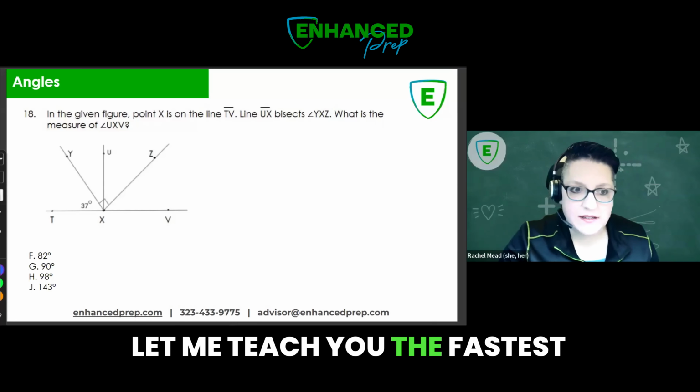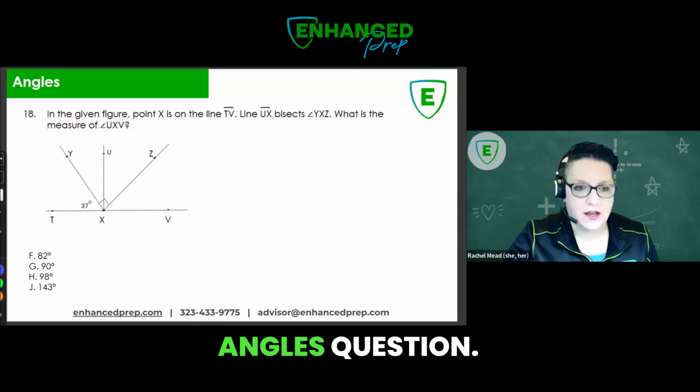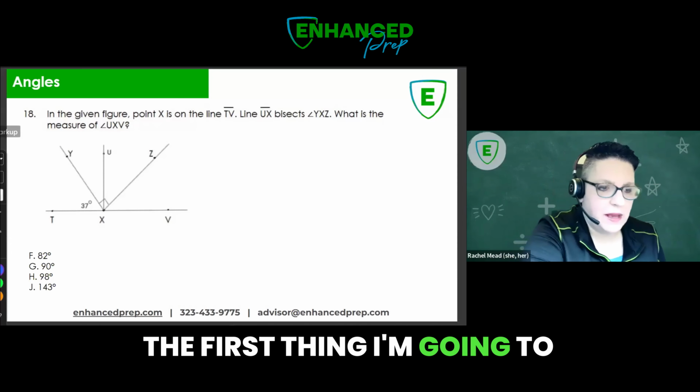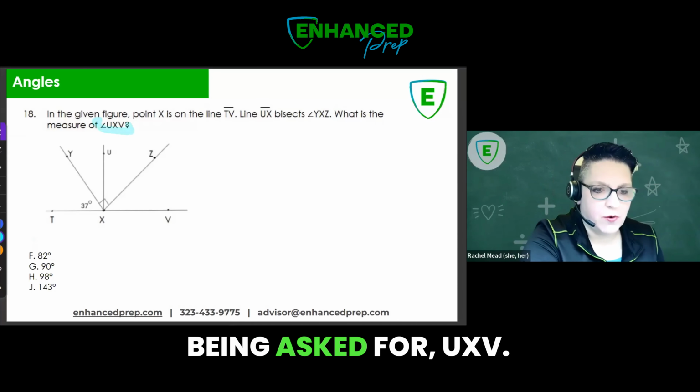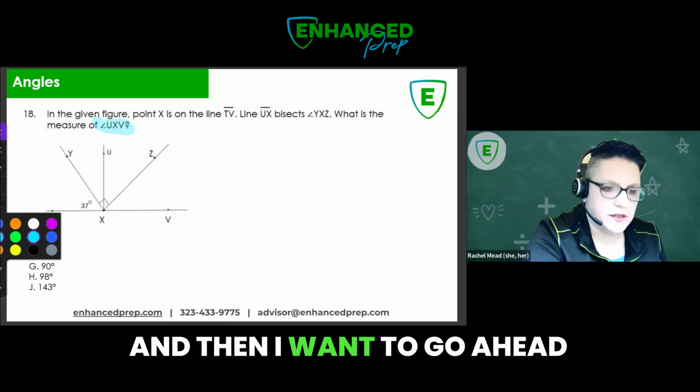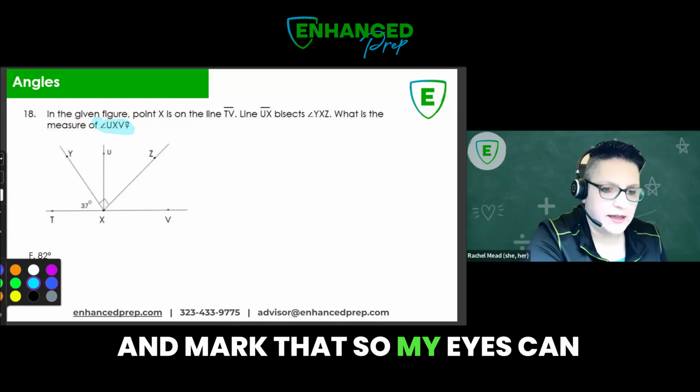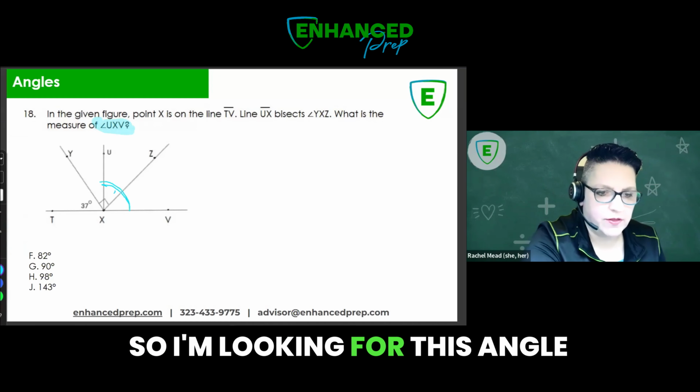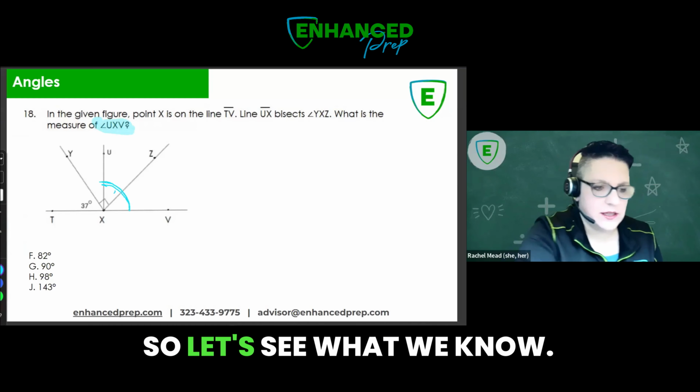Let me teach you the fastest way to get through this ACT angles question. The first thing I'm going to pay attention to is what I'm being asked for, XV. And then I want to go ahead and mark that so my eyes can pay attention to it. So I'm looking for this angle here. So let's see what we know.